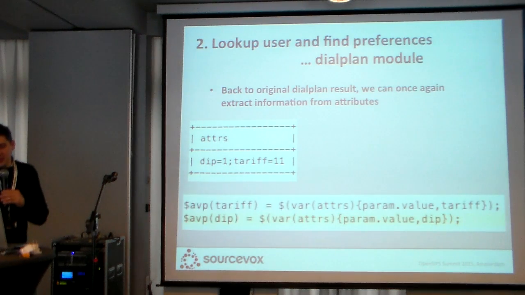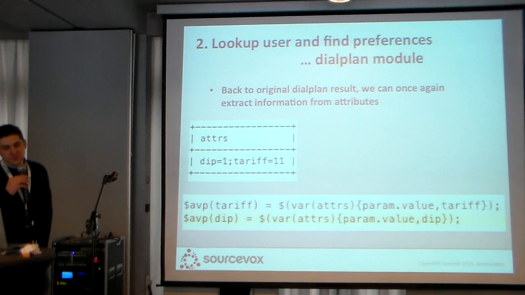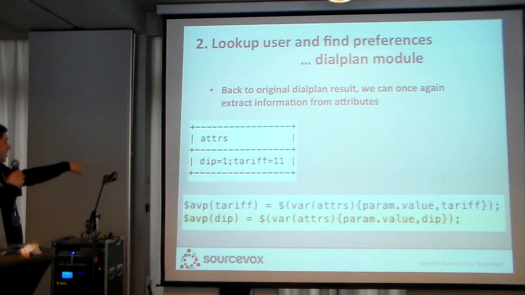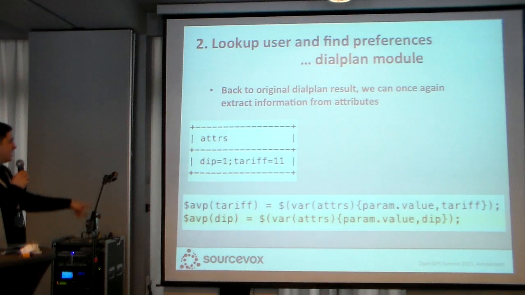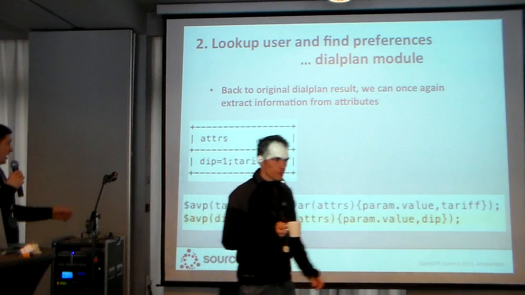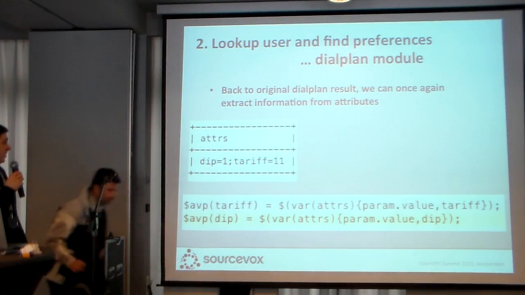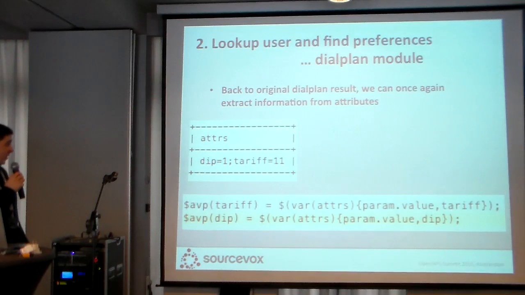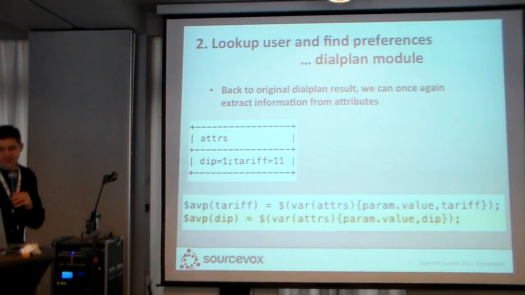And like we had the string select function before, you can see you can actually extract the dip and the tariff values very easily using the inbuilt parameter match function in OpenSIPS. If you have any string in OpenSIPS which is separated by a semicolon, and then you have key value pairs on each side, then OpenSIPS can very easily pull the values out using the param.value functions here. So we've got, again, a very fast and very easy way to extract those values and make them useful.